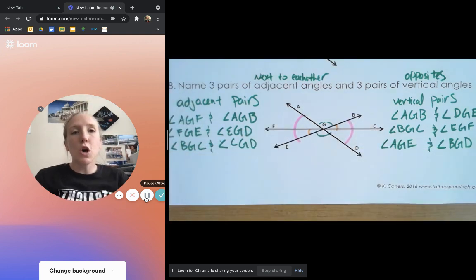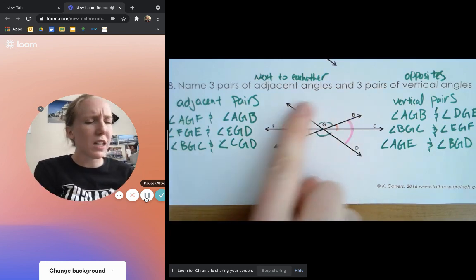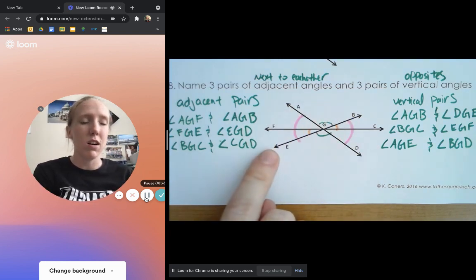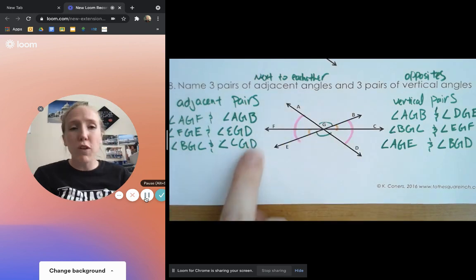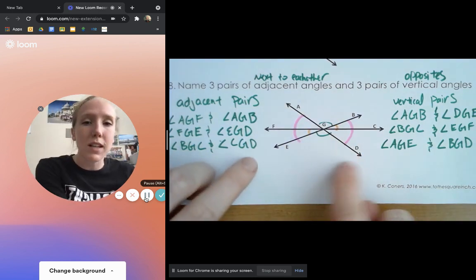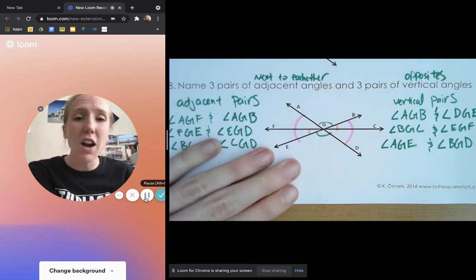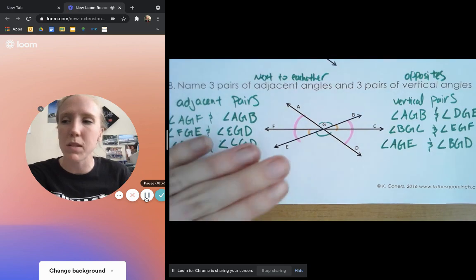Okay, so that's labeling and identifying. When there's a lot of angles, it is a little bit harder because there's more to choose from and more to get confused about. But if you can do this and label adjacent and vertical pairs, that's pretty good. And if not, no worries. You're going to have practice with some simpler ones.